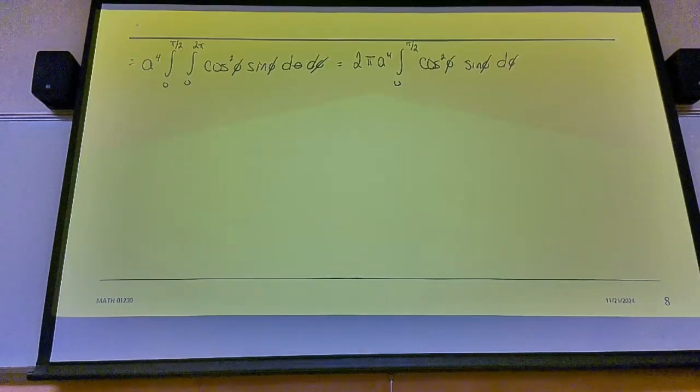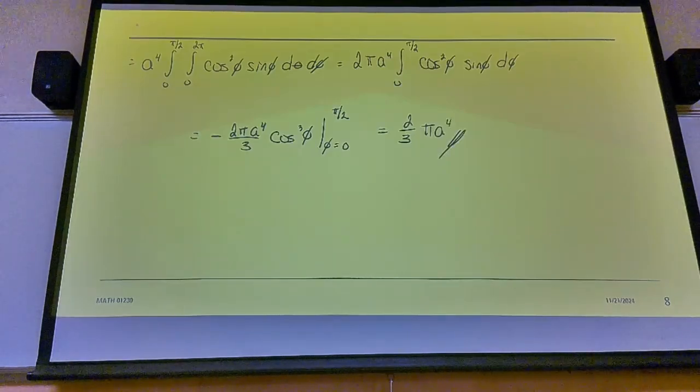How would you do this one? U substitution. What's your u? Cosine squared phi. And so you're left with negative 2 pi a to the 4th over 3 cosine cubed, evaluated with cosine of pi over 2 and cosine of 0 cubed. That gives 2/3 pi a to the 4th.